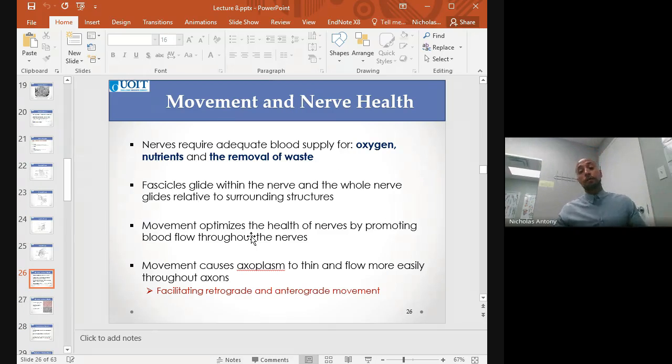Okay. So when we talked about axonal transport, remember we talked about how it's important to have axosomal transport to get the neurotransmitters from the cell body and down. Nerves need a lot of energy and nutrients because they're always working, right? With the sodium potassium pump, they constantly need energy.